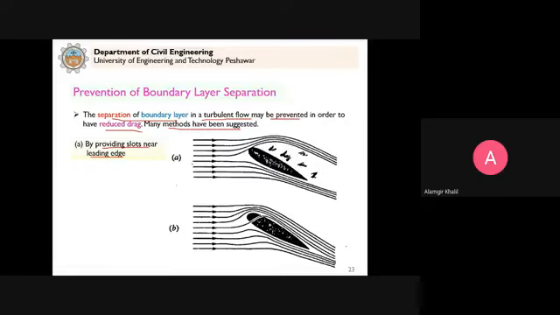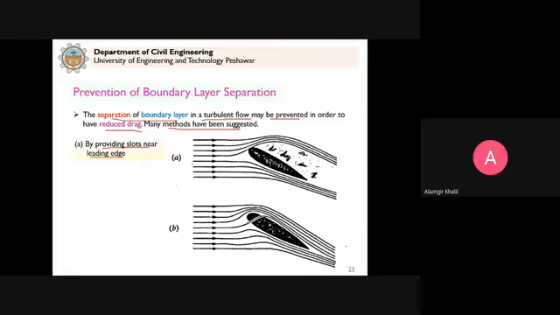Now we know what boundary layer separation is and what the mechanics behind it are. The separation of boundary layer in turbulent flow may be prevented in order to have reduced drag. Many methods have been suggested. We will study only two methods. The first method is by providing slots near the leading edge. When flow occurs past this object, let's say an airfoil, you see that the boundary layer has separated and it will increase the drag force. You earlier saw this in the video also.